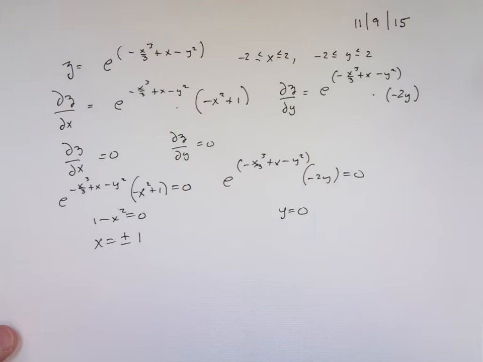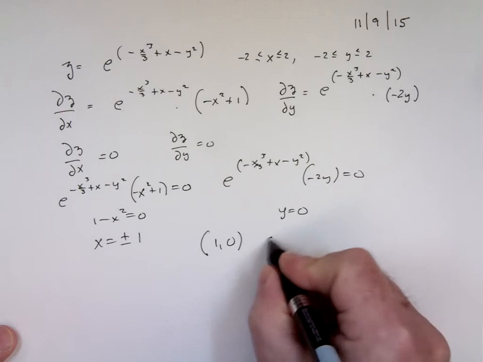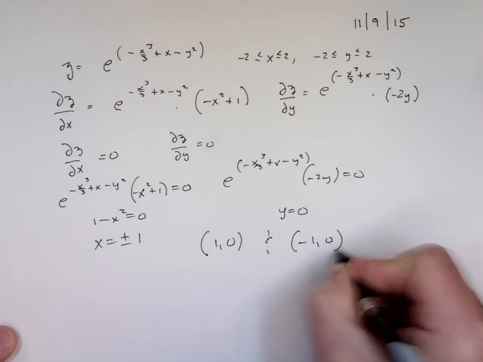Plus or minus 1 for x, so 1, 0, and -1, 0. Right, where do you get a third? Gotcha, never mind. Okay, no problem.